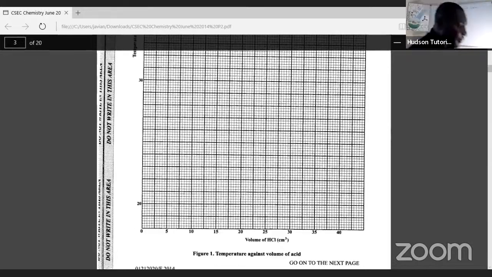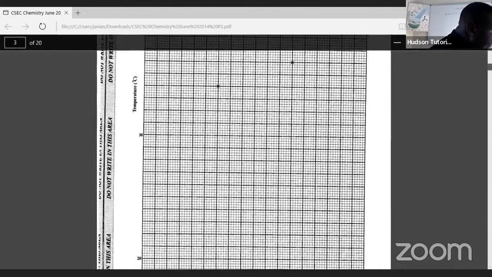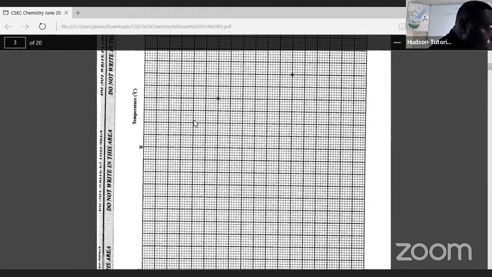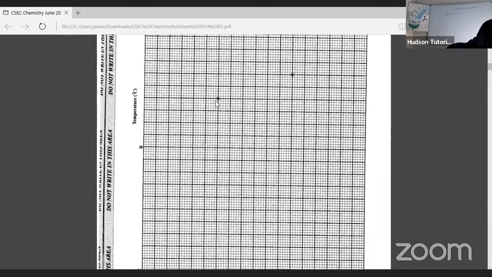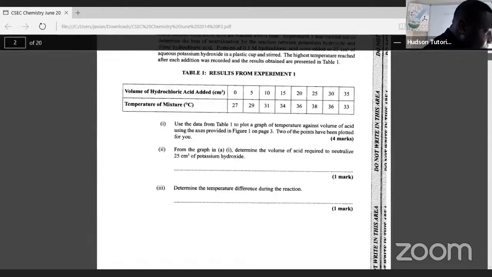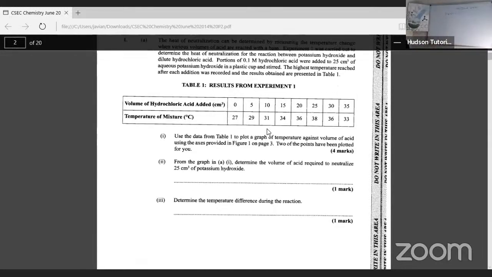As you can see here, the volume of HCl, so let me stop sharing my screen so we can work it together. The volume of HCl is on the x-axis, while on the y-axis here, what we have is the temperature, right? Most of 3 points would have already been plotted for us. Let's look. So it's 2 points. So 1 and 2 here, that's plotted, right? So let's now take a look at our data points.